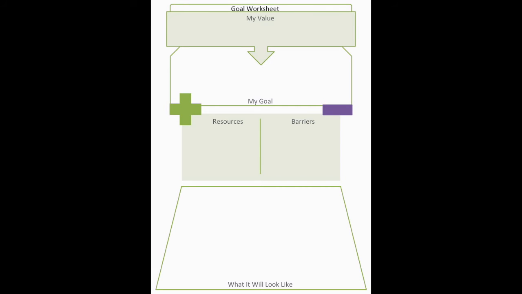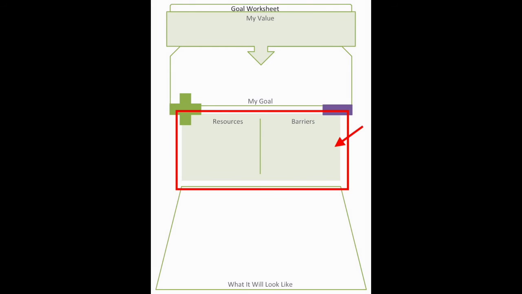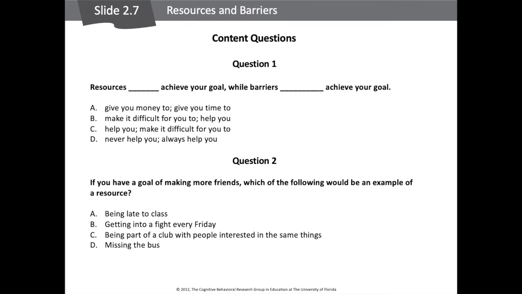Now pause the video and think about the resources and barriers for the goal you set for yourself. Write them down on your goal worksheet. When you are done, press play. Let's turn to the content questions in your student workbook to check your understanding of Lesson 2. Pause the video while you answer the questions. When you're done, press play.